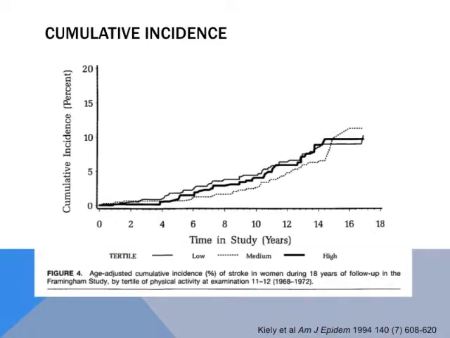This graph is taken from our example article. It shows the age-adjusted cumulative incidence of stroke in women during the 18 years of follow-up from midlife to old age in the Framingham study by physical activity tertile. You can see that the incidence rate of stroke appears to be highest in the low physical activity group and lowest in the medium activity level group, but this difference changes in the latter part of the study, probably the last 4 years of the study.